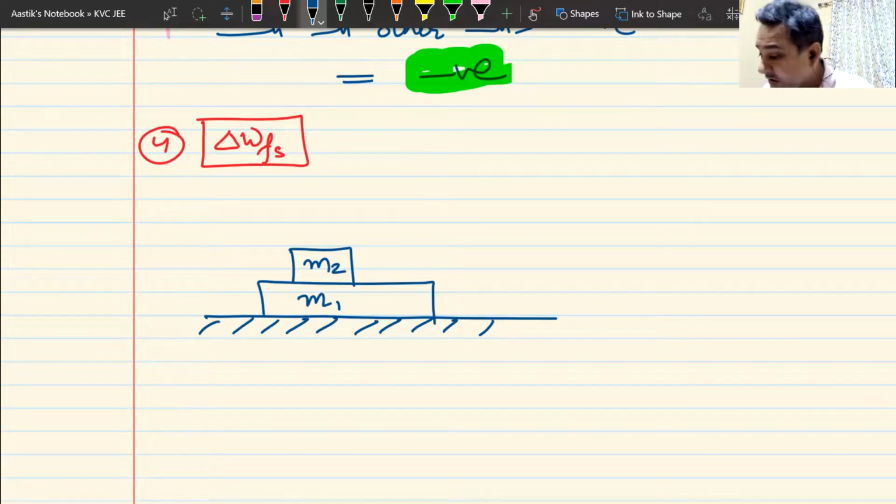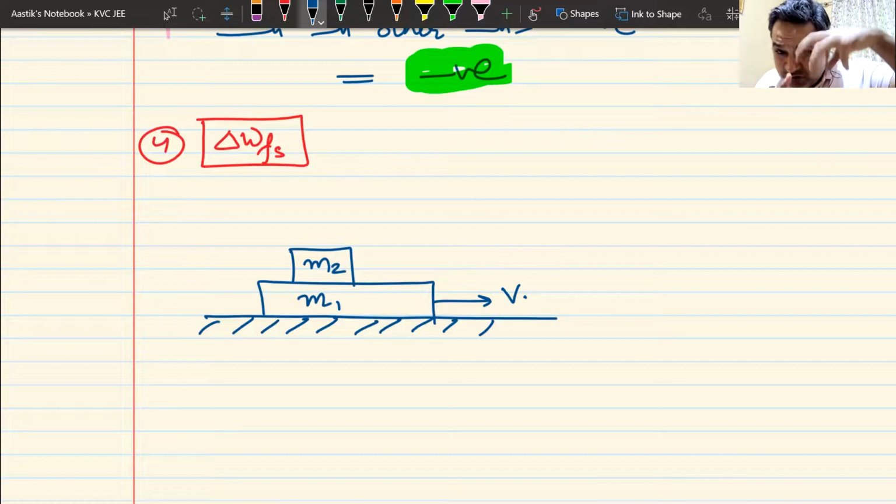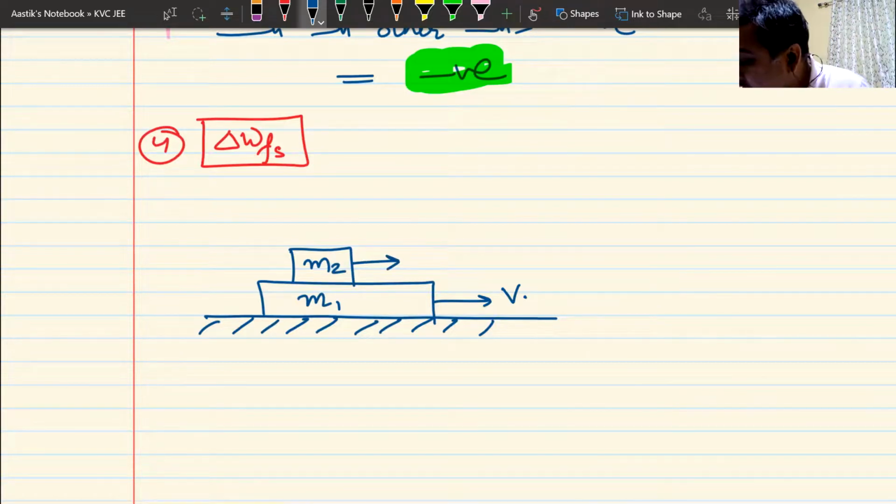Now I want static friction. So if I want static friction, this one is moving with velocity v, and the two blocks are not moving with respect to each other. So what will be the velocity of block M2? Remember, we are talking about with respect to ground. Block M1 is moving with a velocity v with respect to ground. With what velocity will block M2 move? Since there is static friction, they will move together, right? They will move together as one unit, and therefore they will move with the same velocity. Am I clear?